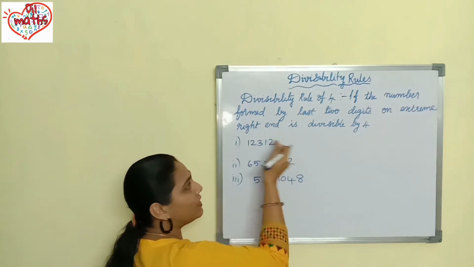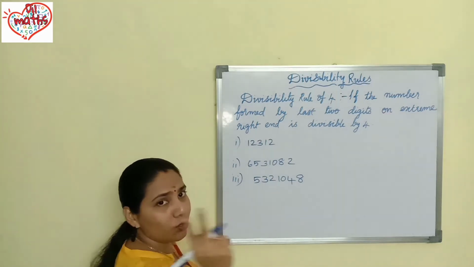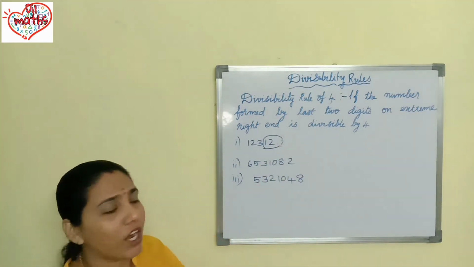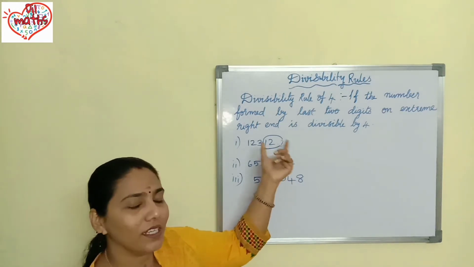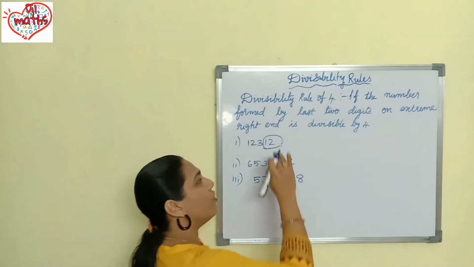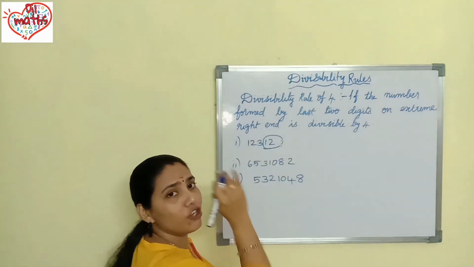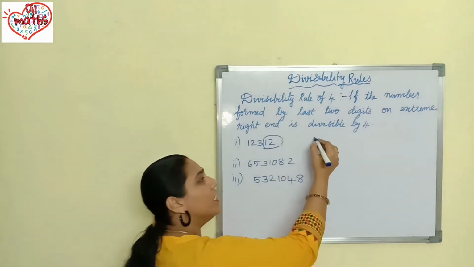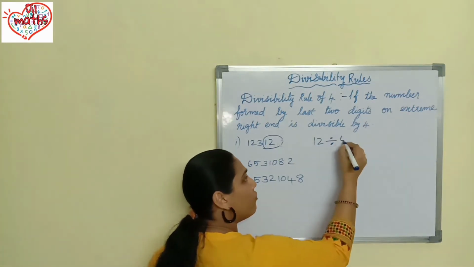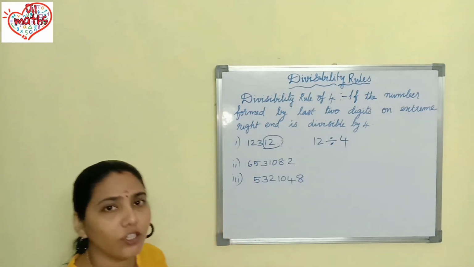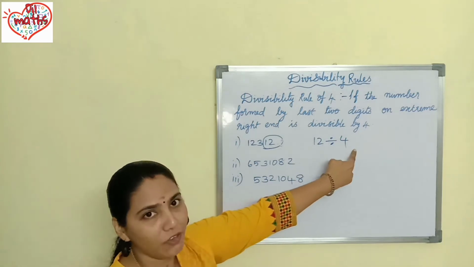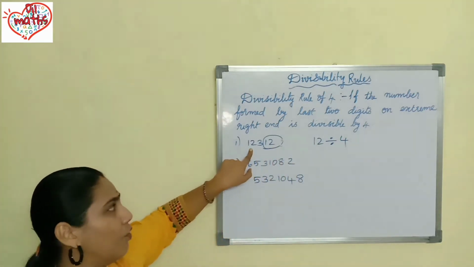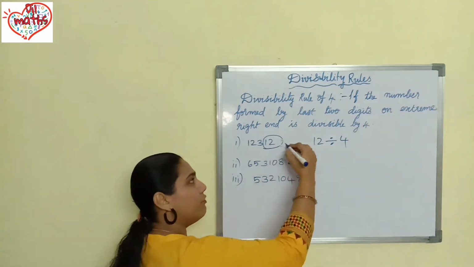From there you have to take the last two digits. Which are the last two digits? This one, isn't it? So 12 is the number formed by the last two digits. We have to check whether this 12 is divisible by 4 or not. If you divide 12 by 4, you will get the remainder as 0. That means 12 is divisible by 4, so you can say that this number is divisible by 4.